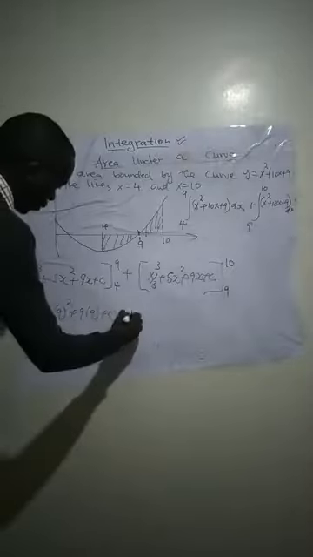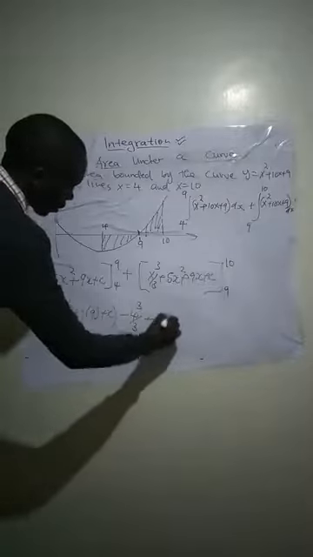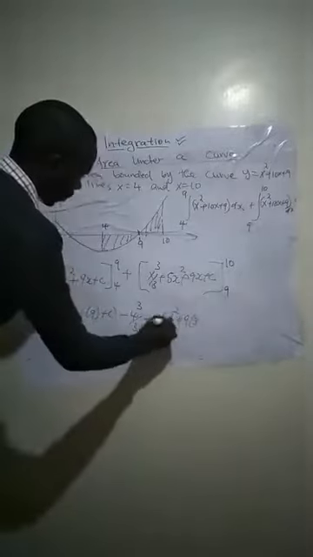Now you should be able to solve this. Replace for 9. We have 9 cubed over 3 plus 5 into 9 squared plus 9 into 9 plus c, minus lower limit 4 to the power 3 over 3 plus 5 into 4 squared plus 9 into 4 plus c. That is the area below the x-axis.